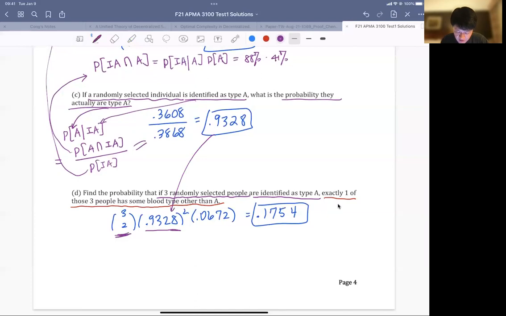For these 2 people, they are already identified as type A. This is given. And the question is, what is the probability that they actually are type A? That is basically what we computed for C. And for the second part, this is essentially 1 minus the first part, okay? Because they exactly are of type A, and 1 minus that is that they are not type A. They have a blood type other than type A, okay? That's how you compute this, okay?